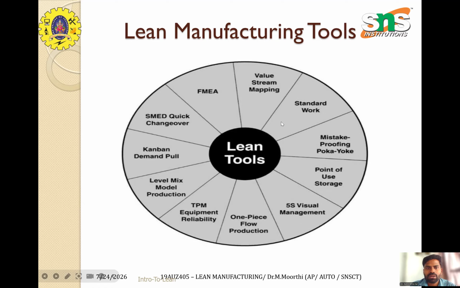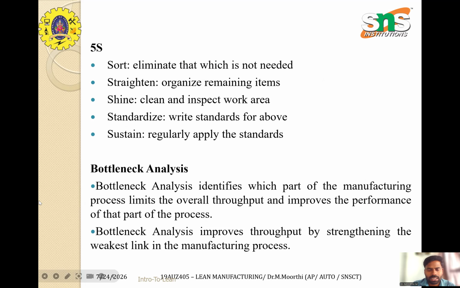And here we have some different lean manufacturing tools available: value stream mapping, the 5S principle, TPM, TQM, SMED, that is single minute exchange of dies, and then some processes like Kanban and Kaizen. So we have different lean manufacturing tools. And here I'm starting with the 5S technology.